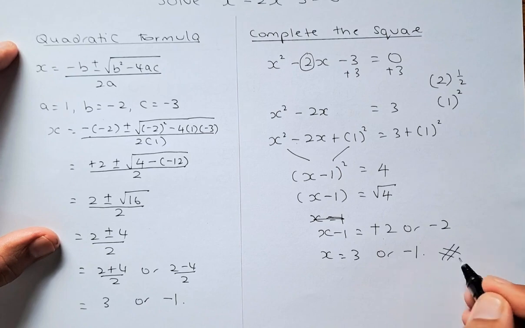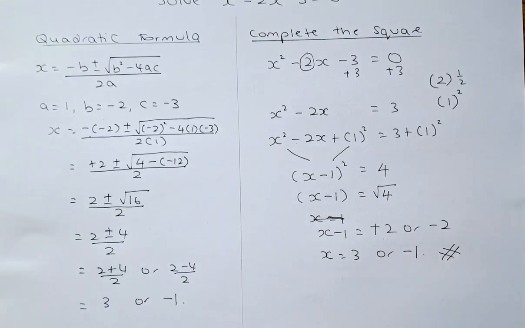So that is how you solve a quadratic equation using the 3 different methods. The first is by factorizing, the second method is by using the quadratic formula, and the third method is by completing the square.